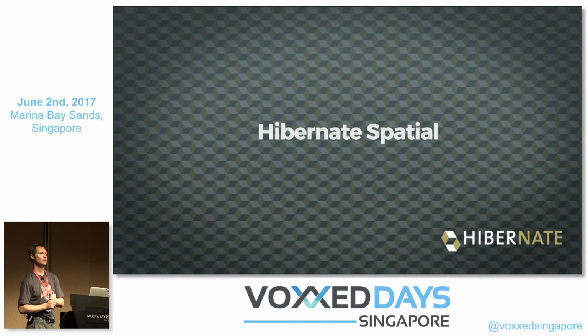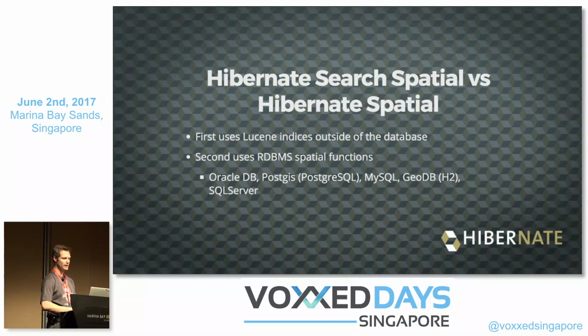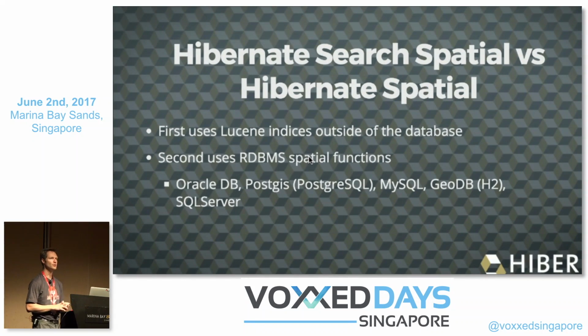Hibernate Spatial. We're back into Hibernate ORM, by the way. So first of all, I've been talking about geospatial queries with Hibernate Search. Hibernate Spatial, what's the difference? With Hibernate Search, the spatial queries actually use the Lucene index to do the actual query and the geolocation queries. Hibernate Spatial is really the integration between Hibernate, the ORM, and the actual geospatial capabilities of the underlying relational database. So Oracle, PostGIS, which is PostgreSQL plus the geospatial support, MySQL, and so on and so on.